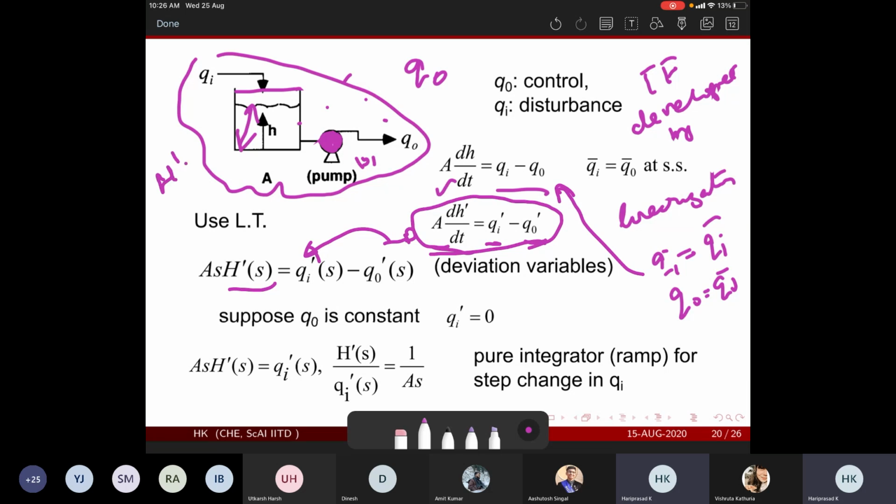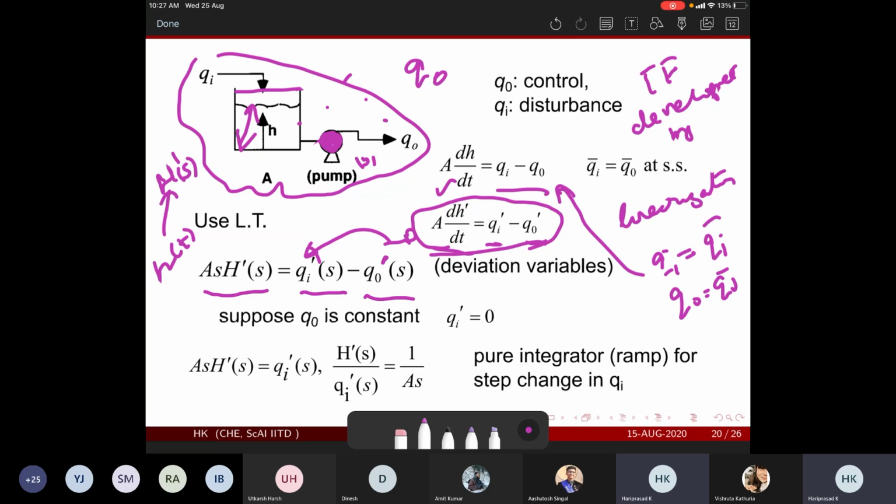As a convention, generally capital letters are used for a Laplace transformation, but it is not necessary. Most of the time, in multiple books, you might see inconsistency, even in mine. But it's a good idea to use uppercase letters for the corresponding Laplace variable if you represent the original variable in lowercase. Here we are not doing that, so there may be some inconsistency. So A s H'(s) = Qi'(s) - Q0'(s).